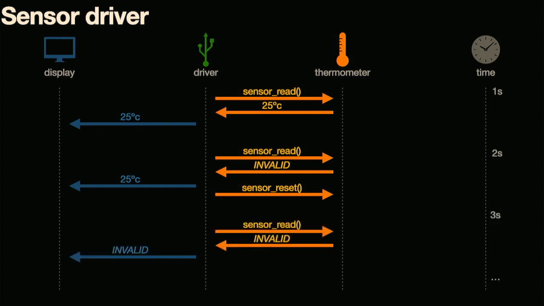Wait another second, and the driver asks again, what's the latest temperature? Thermometer says, nope, sorry. At this point, we've run out of time. We don't know what the temperature is anymore, so we need to just say, no, it's invalid.